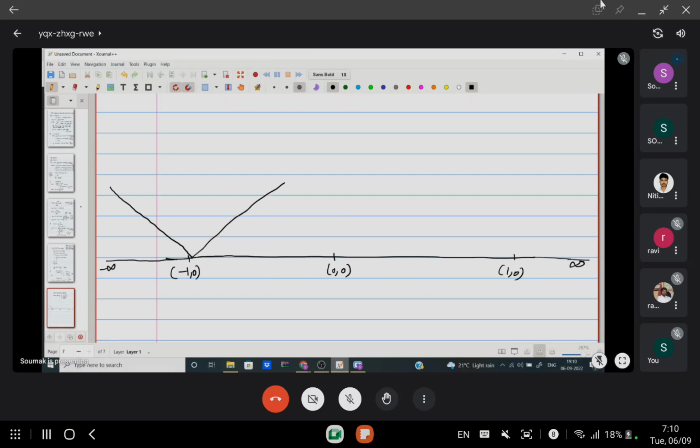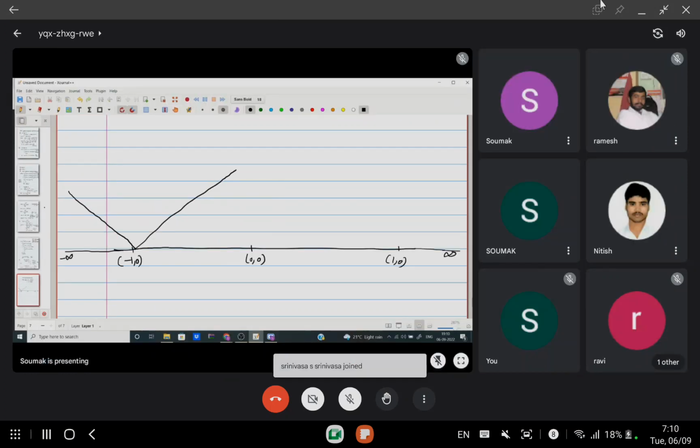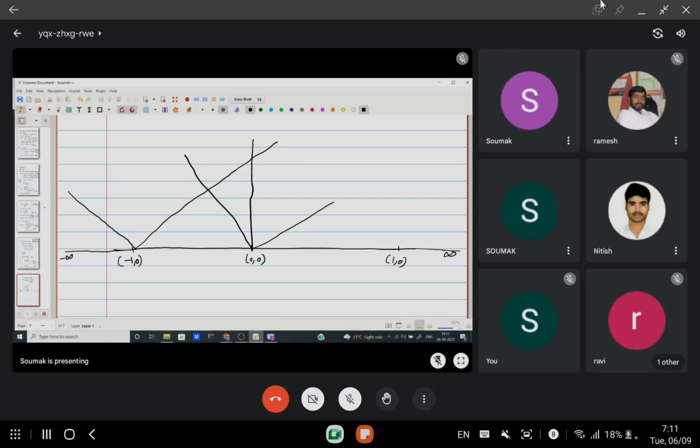this is another. So this is (0, 0). Just consider this. And from (0, 0) also there are two characteristics. From (1, 0) there is also a characteristic. Now I will tell you everything. Actually this will pass through.